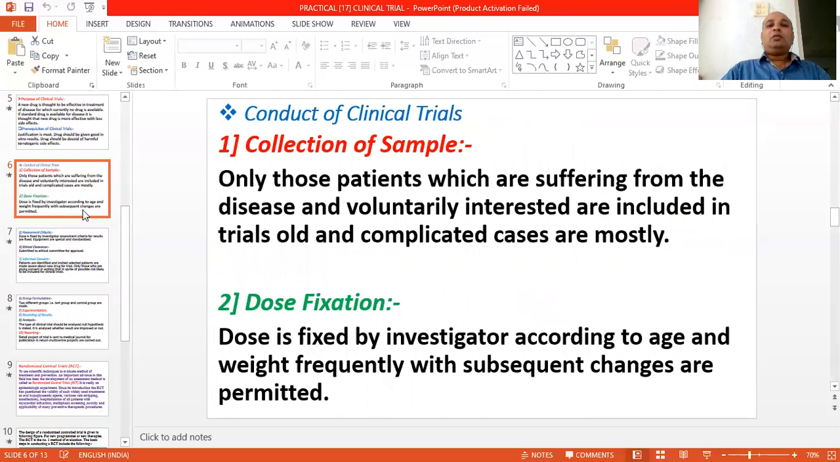Then conduct of clinical trial. First, collection of sample. Only those patients who are suffering from the disease and are voluntarily interested are included in the trial. Old and complicated cases are excluded. Second, dose fixation. Dose is fixed by the investigator according to age and weight, with subsequent changes permitted.